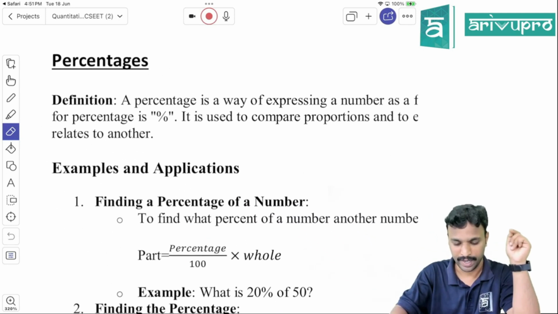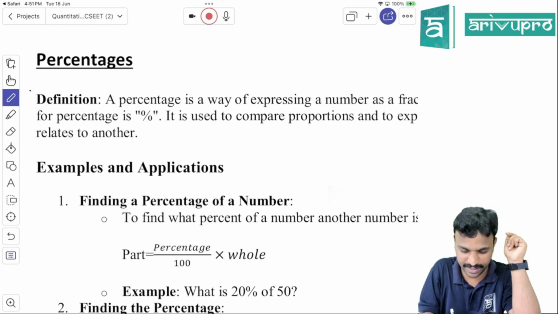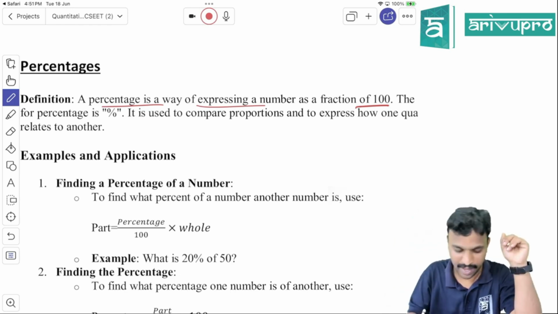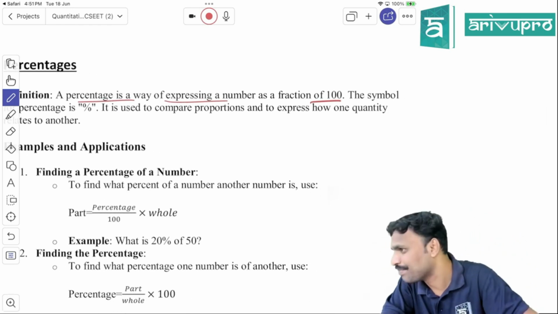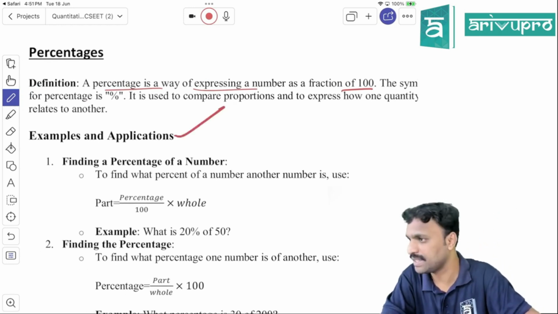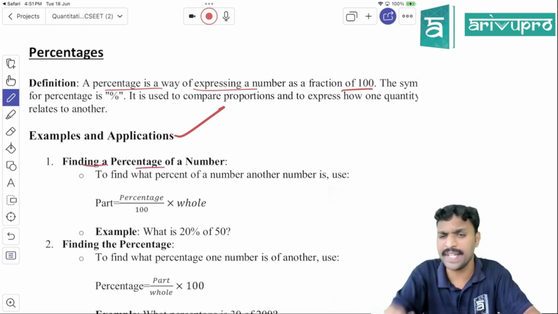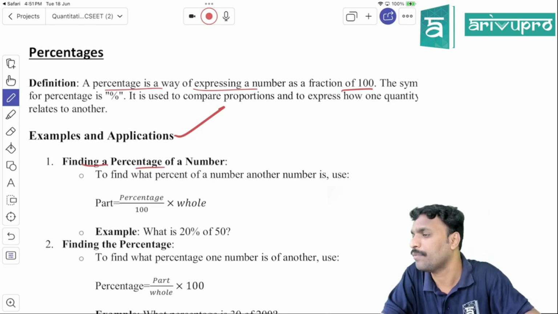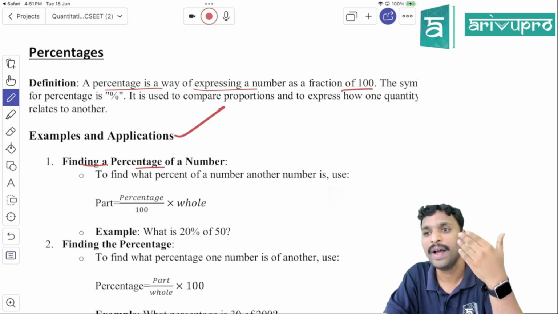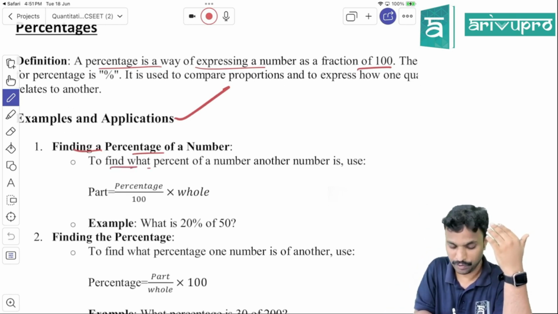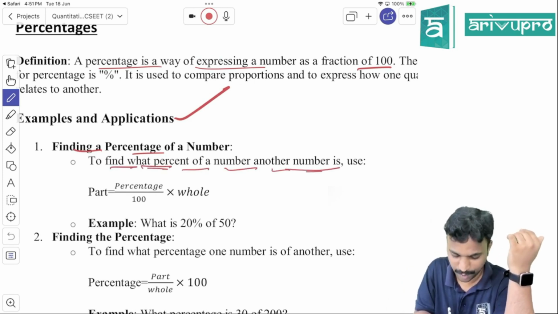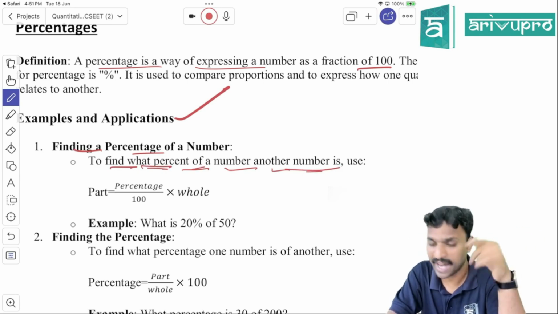Now, definition: a percentage is a way of expressing a number as a fraction of 100. Fraction of 100. That means out of 100, what it is. Okay. Now, examples and applications we're going to see on percentage. So, what is the first thing? Finding a percentage of a number. So, how to find the percentage of a number?